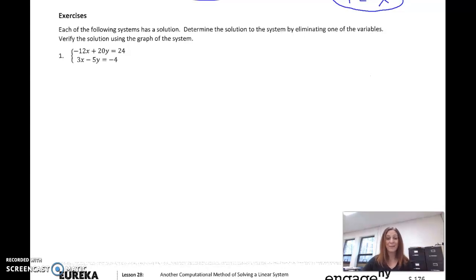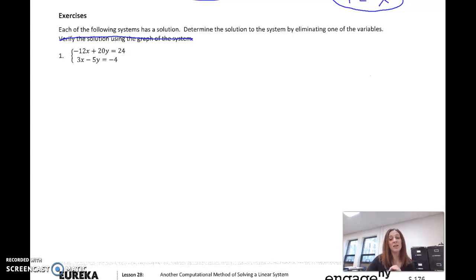All right, we're going to look at some more examples here. We're going to focus on elimination for solving equations, but I also want to remind us that we've been talking about the different types of solutions we can get, and you're going to see what I mean here, okay? Now, we're not going to verify the solution, we're not graphing right now, okay? Determine the solution to the system by eliminating one of the variables. So it's telling us to use elimination.